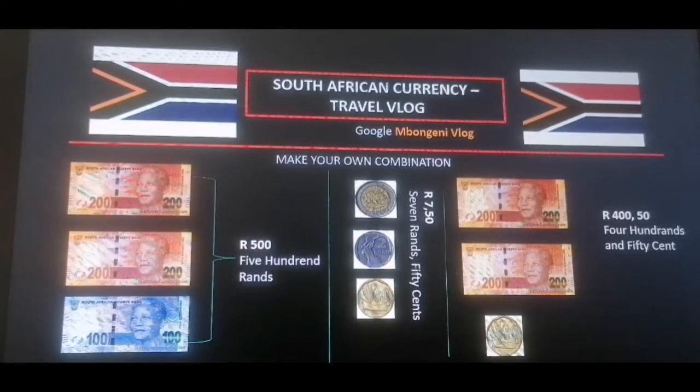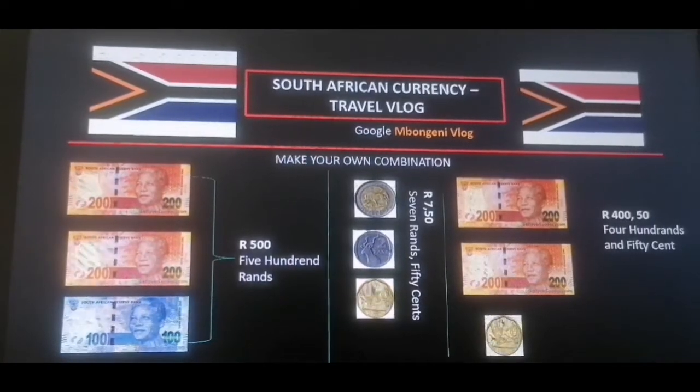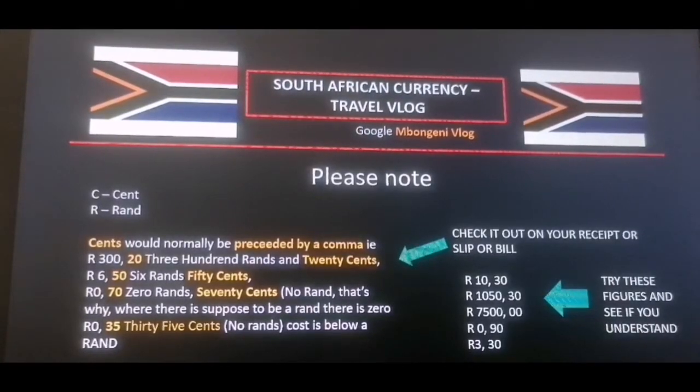So 200 rand plus 200 rand plus 100 rand is 500 rand. 5 rand and 2 rand and 50 cents is 7 rand 50 cents. 200 rand and 200 rand and 50 cents is 400 rand 50 cents. If you notice there, after the 400 rand, there is a comma after the 3 digits, and then after it is 50. So every amount that is after that comma is called a cent, which is 50 cents. As you can see here, C stands for cent, R stands for rands. Cents would normally be preceded by a comma, as I've already said.